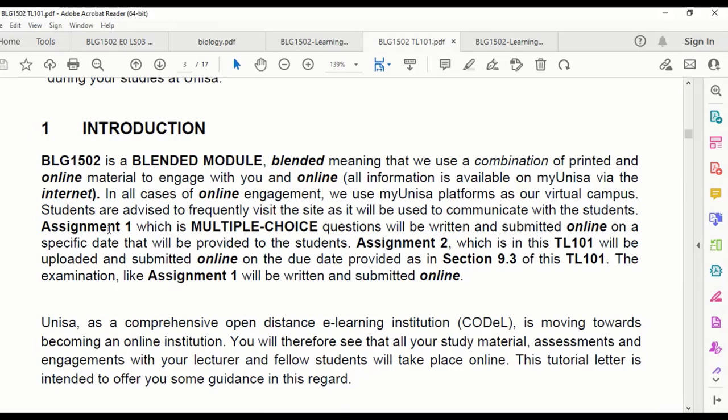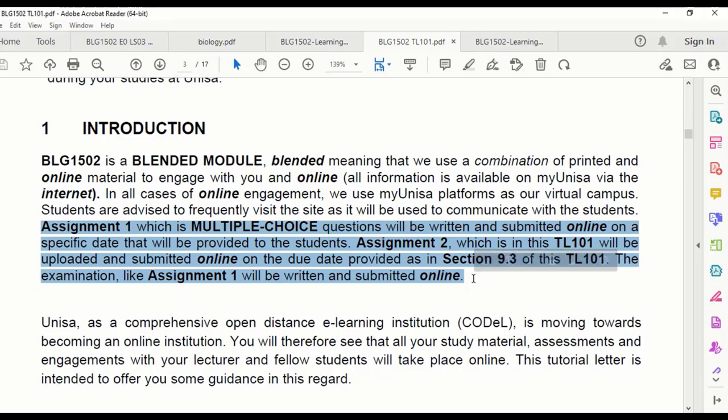And for assignment one, these are the instructions. I don't know how far you are with those, but you should be able to check them and be up to date so that you don't fall behind. The assignment will be written and submitted online on a specific date.